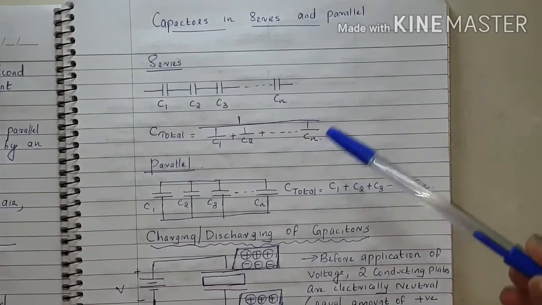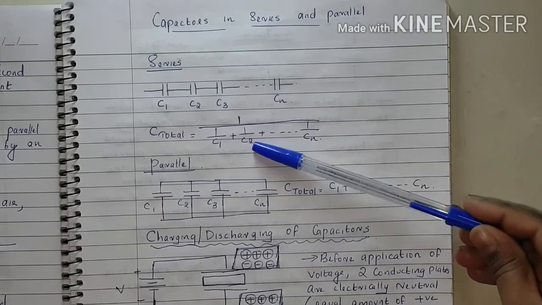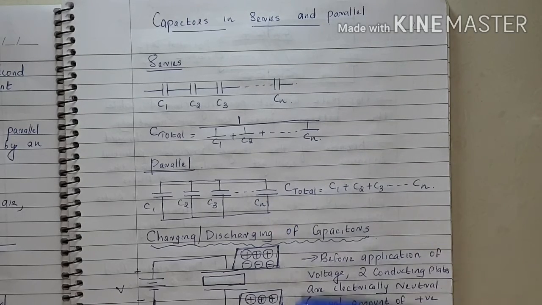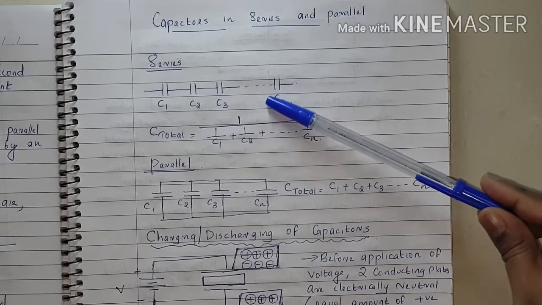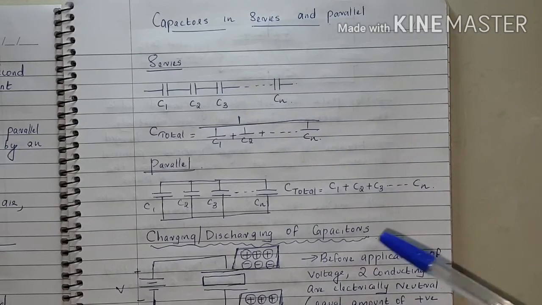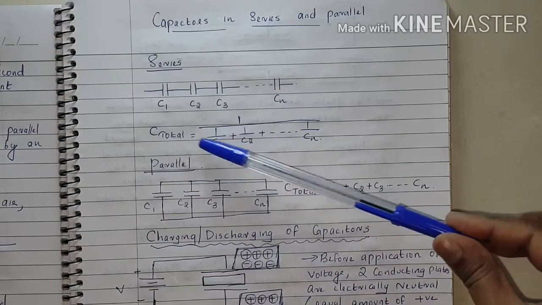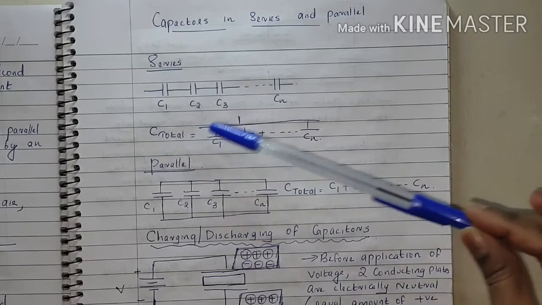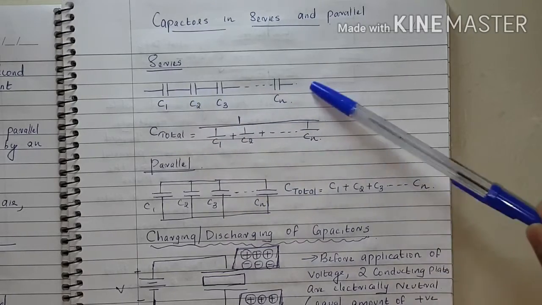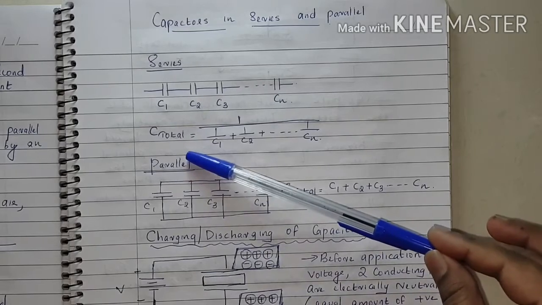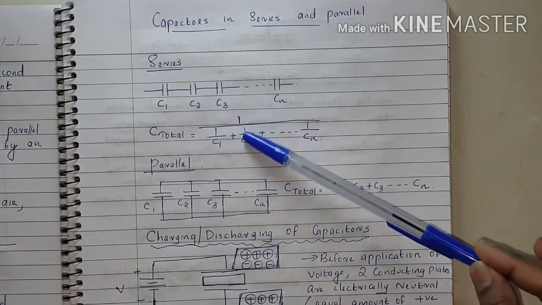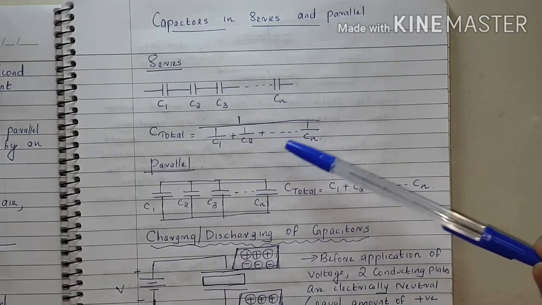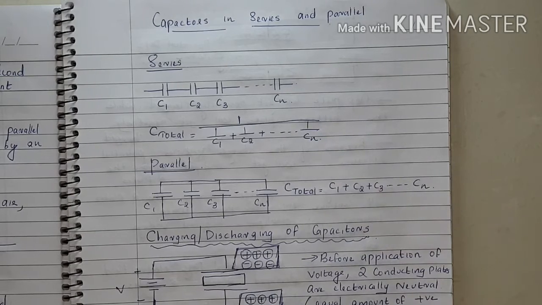Next, we will find out the equation for capacitance when capacitors are connected in series and parallel connection. First, we will discuss series connection. Let us consider C1, C2, C3 up to Cn as 1 to n capacitors connected in series. So, the total capacitance will be equal to 1 by C1 plus 1 by C2 plus 1 by C3 plus etc. up to 1 by Cn.